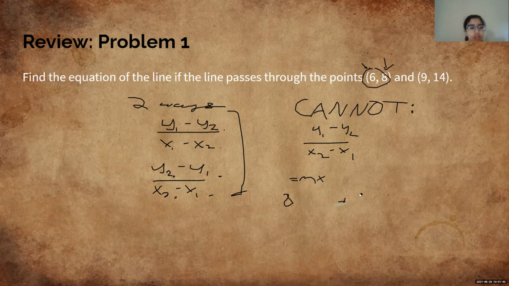You can use either point when you're plugging it in, but you have to use both of the coordinates from one point. You can't use 6 as x and then 14 as y, or 8 as x and 9 as y. You have to only use one point, otherwise it'll be wrong. So I think people have stopped answering, so I think you can explain it.